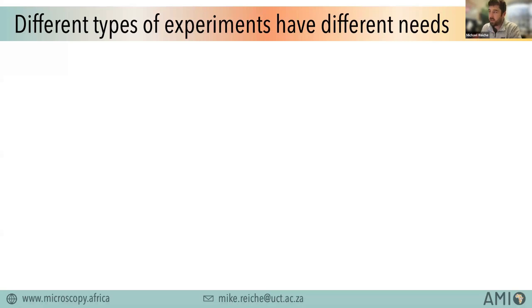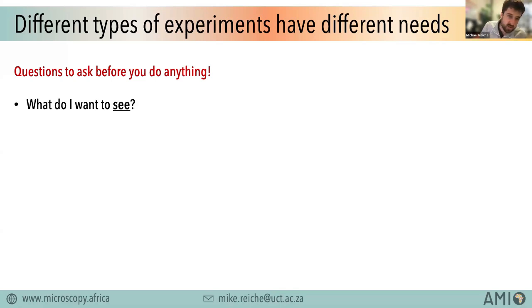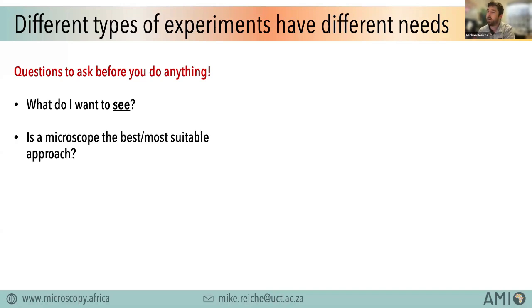So different types of experiments have different needs. And the first thing you need to do when you're planning your experiment is to ask yourself some questions. What are you trying to see? What do you want to see in your sample? It's the most important driving factor of any experiment that you want to design. And then the very next question you should ask is, is a microscope the best or the most suitable approach for doing what you want to do?